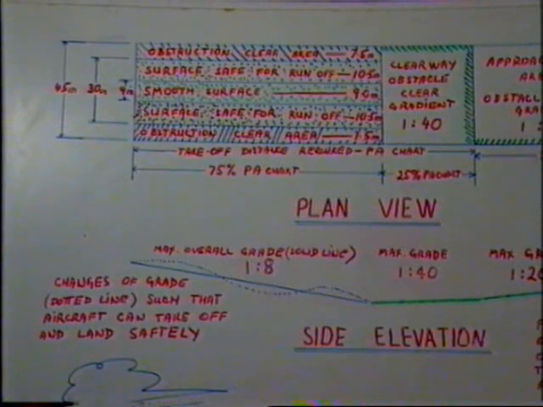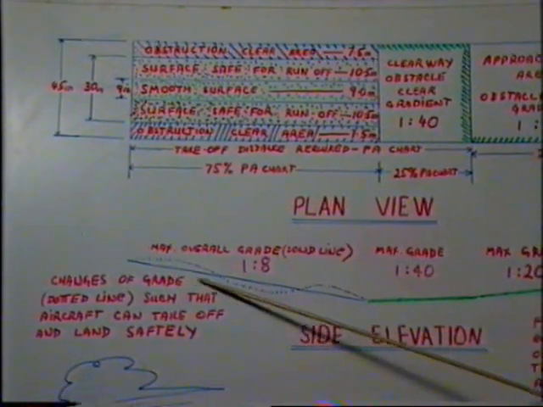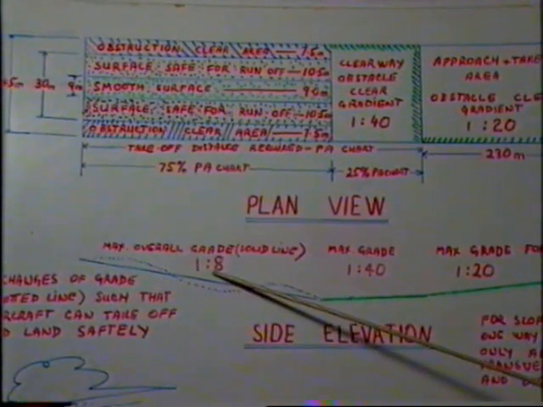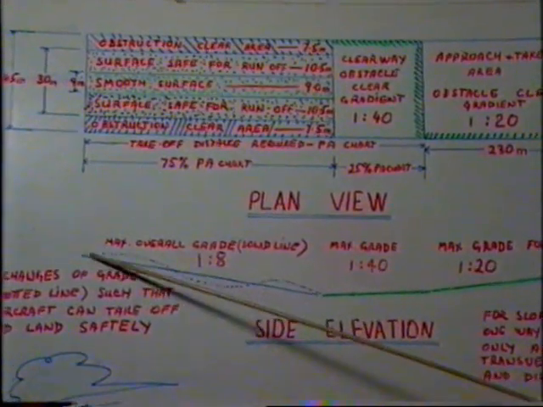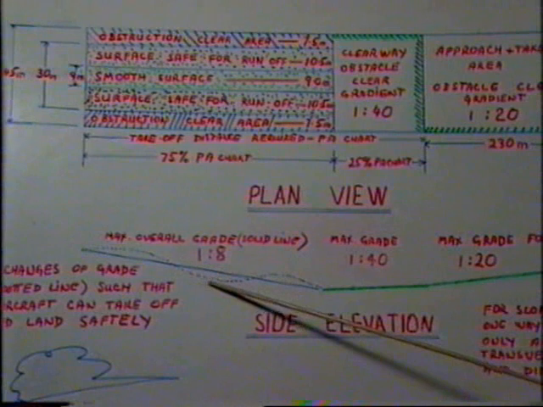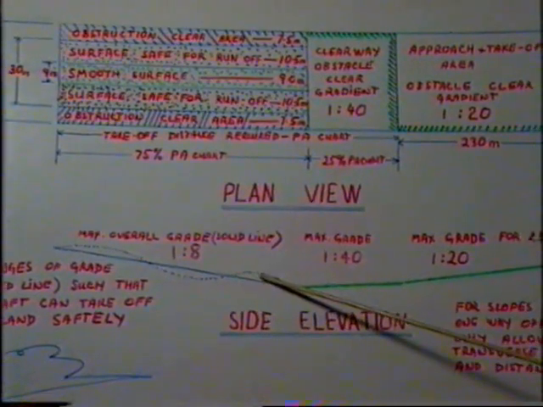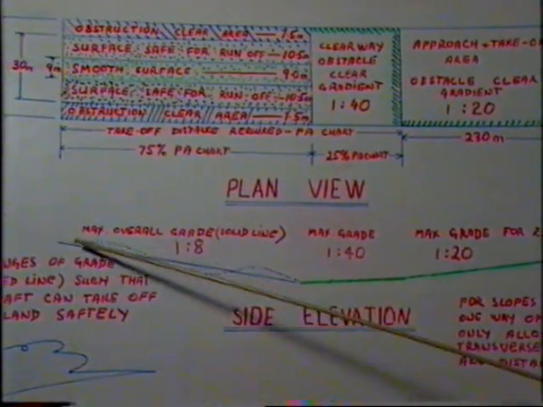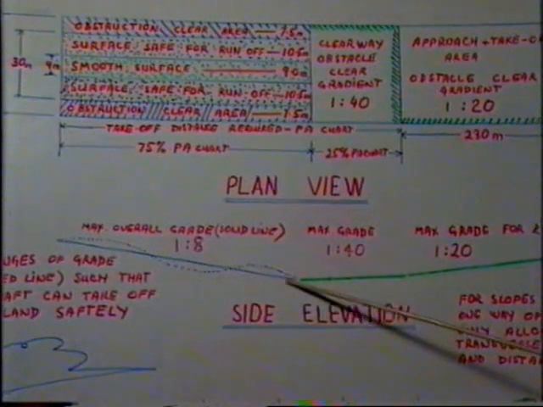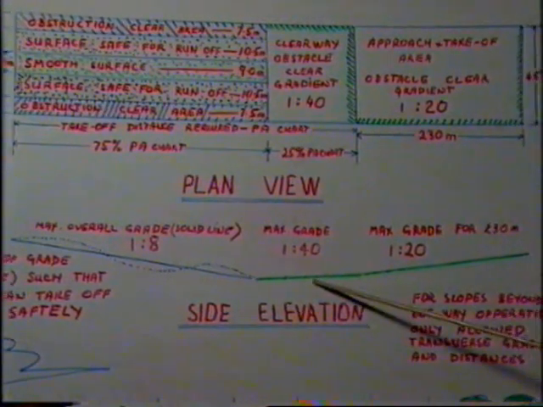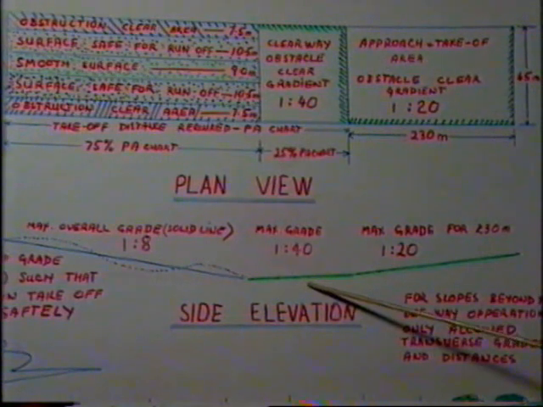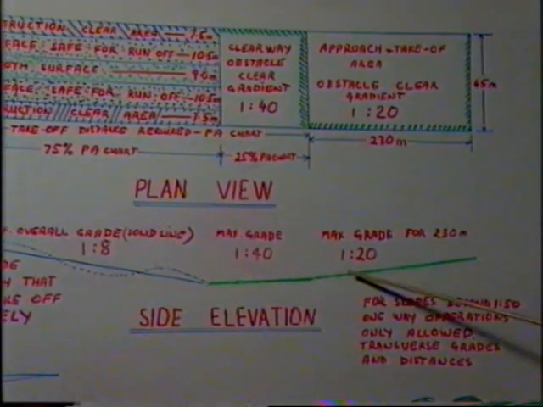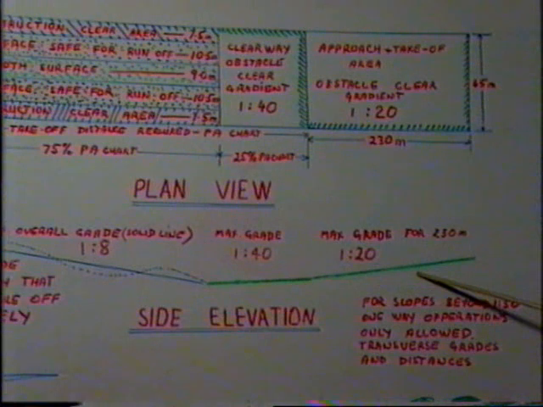Now looking at the airstrip from the side, our first 75% of our PA chart must be no more than an overall gradient of 1 in 8. Although we can have undulations in the takeoff run, providing it does not affect the safety of the aircraft, and it still is not more than 1 in 8 for the overall length. Then we come into our obstacle clear gradient of 1 in 40 for the last 25%, and then our approach and takeoff area of 1 in 20 for 230 metres.